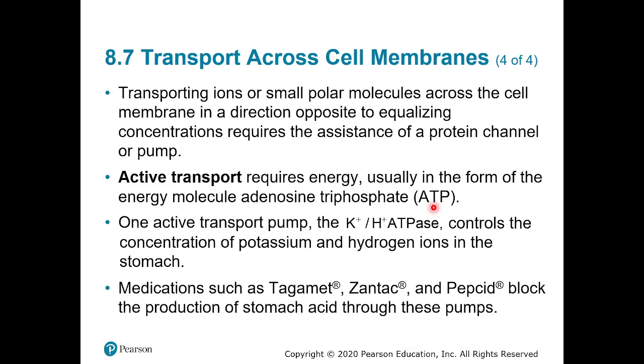So if we're talking about transporting ions or small polar molecules across the cell membrane in a direction opposite to equalizing concentrations, we're going to actually have to put some power behind it because this is not going to be spontaneous. And so this is where your active transport comes in. We're going to push a concentration gradient against osmosis or against diffusion, right?